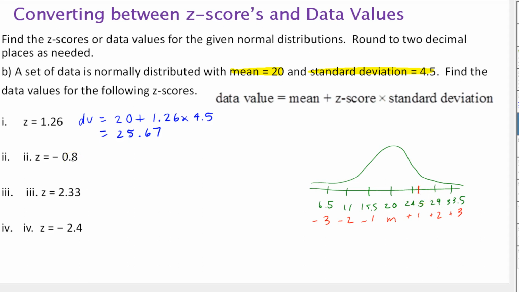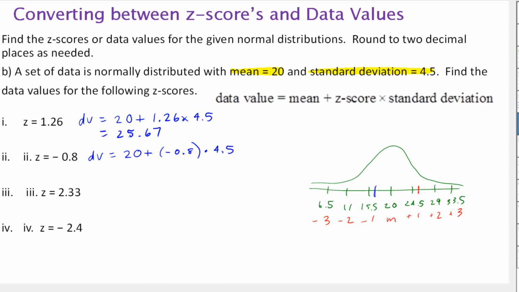Z equals -0.8. So that's going to be below the mean, not a full standard deviation, but somewhere around here. So it's going to be between 15.5 and 20, closer to 15.5. So we're going to take the mean. Now I'm going to put addition here. We can also use subtraction because this is negative, and that's what we'll do on the calculator, but I want to follow the formula. The z-score is -0.8, and the standard deviation is 4.5. So notice adding a negative is the same as subtracting a positive.